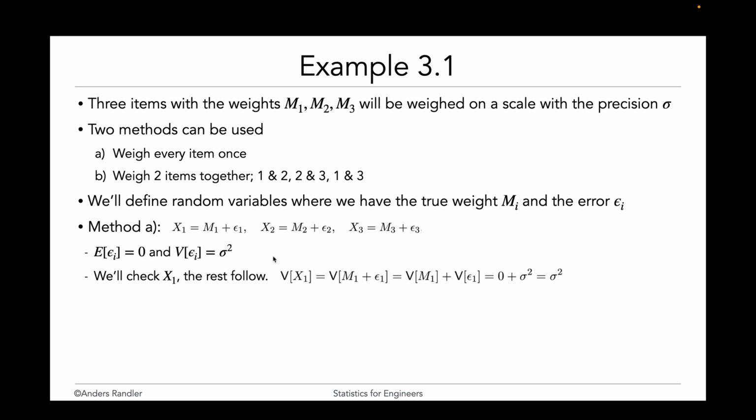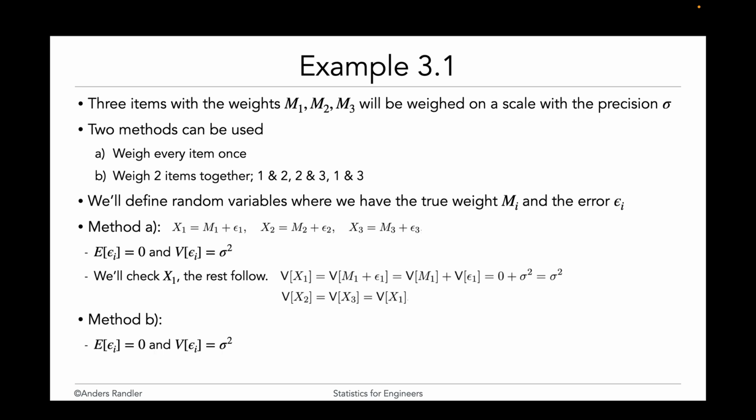We'll just have a peek at x1, and the rest is kind of analogous to that. So if I look at the variance for x1, that's the variance for m1 plus epsilon 1, which is the variance for m1 plus the variance for epsilon 1, which is then just sigma squared. So that wasn't a problem, okay? And for x2 and x3 it will of course be the same, because they work the same. So, fine. Let's now turn our attention to method B.